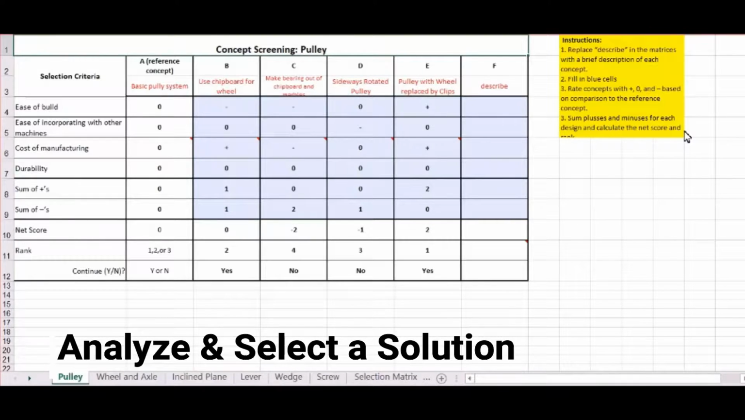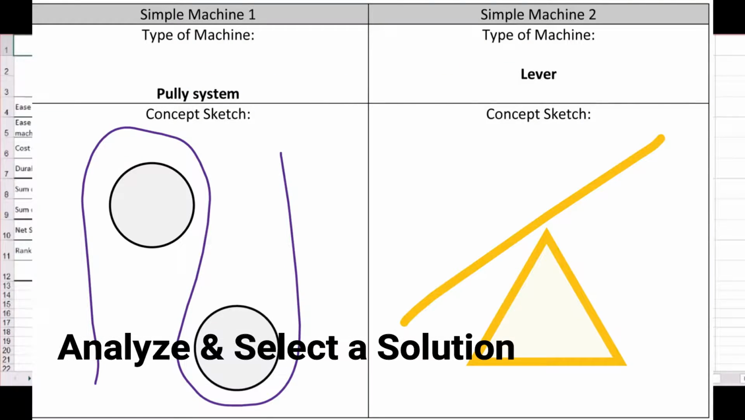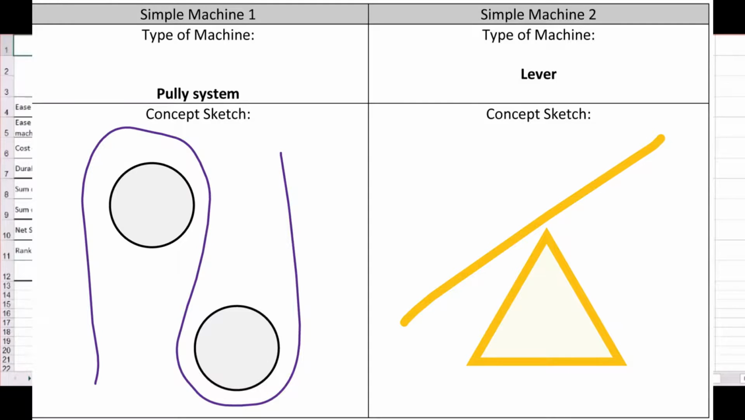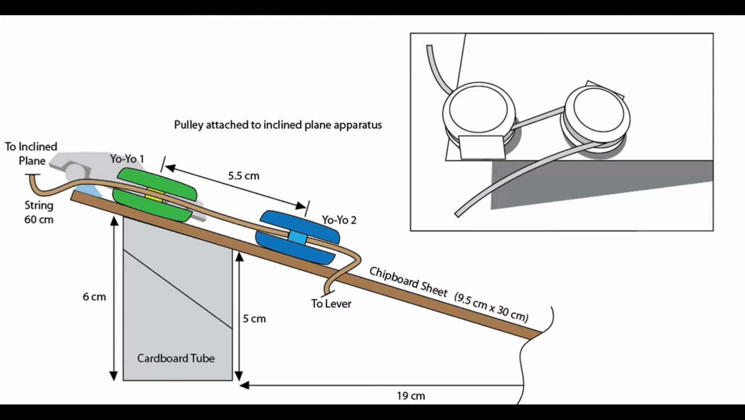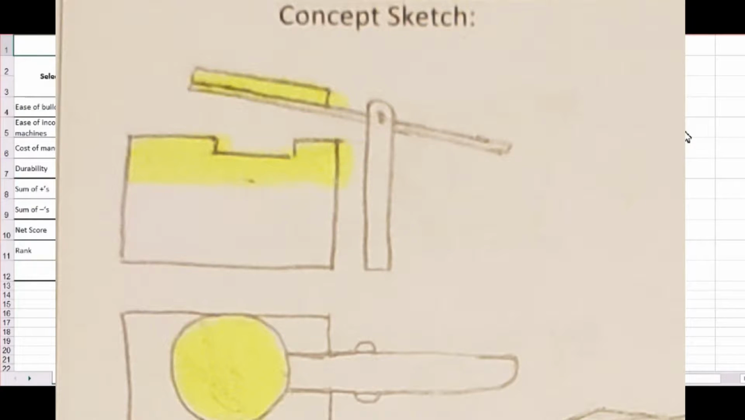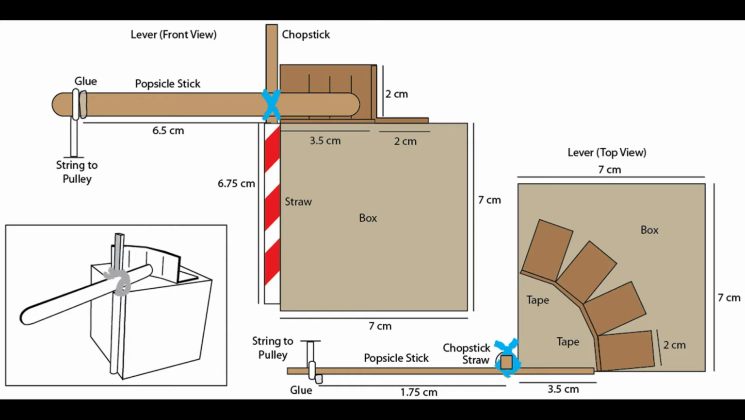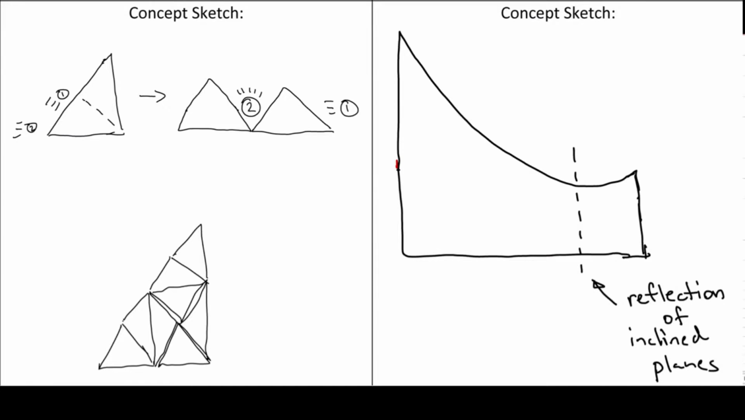For the analyze and select portion of the engineering design process, we used concept screening matrices. Each person was designated 2 simple machines with 2 designs for each machine. We used it to evaluate the new concepts versus reference concepts with 4 criteria: ease of build, ease of incorporating with other machines, cost of manufacturing, and durability. These were ranked as better as a plus, same as a 0, or worse as a minus, then added up and made into a net score and ranked.